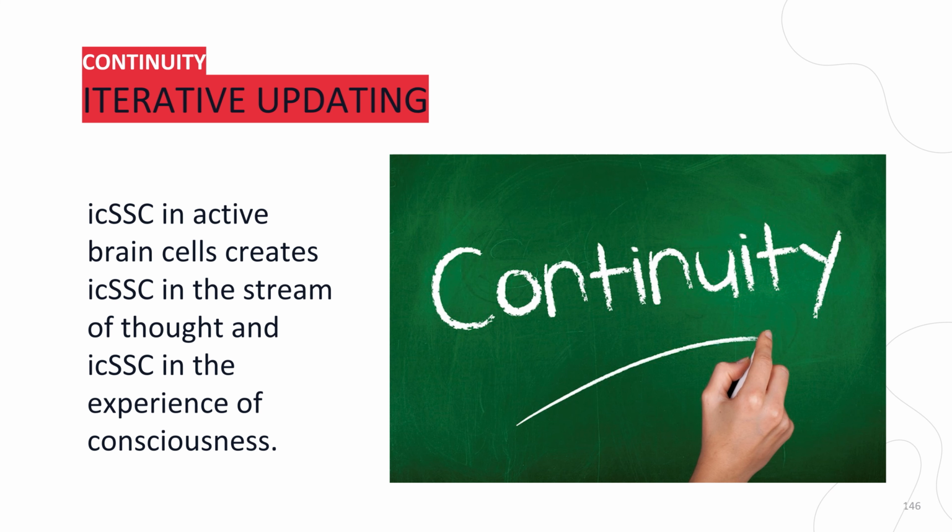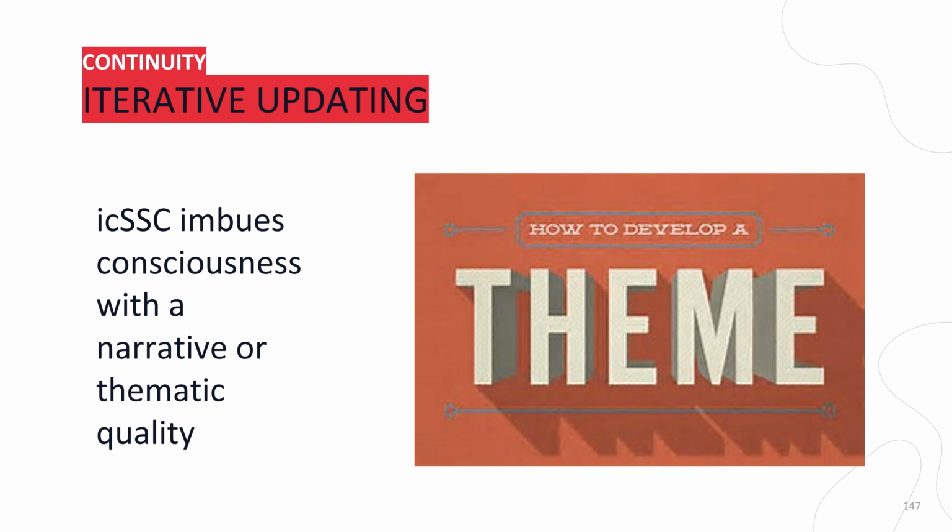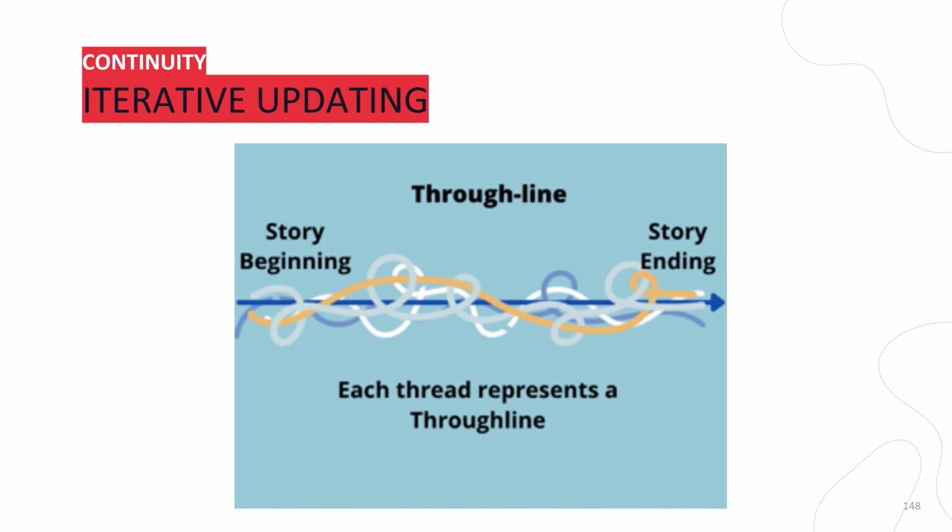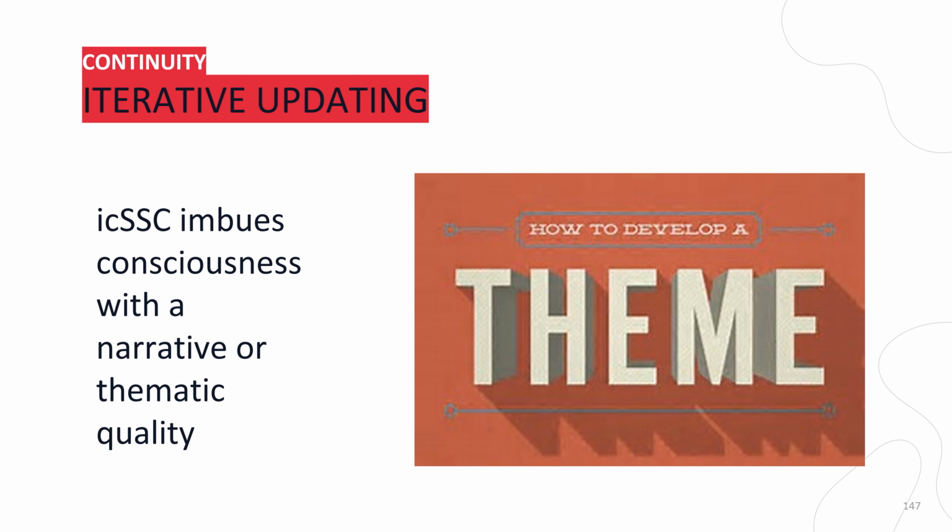So I'm going to argue that ICSSC in active brain cells creates ICSSC in the stream of thought and ICSSC in the experience of consciousness. The content of thought transfigures incrementally from one configuration to another instead of changing all at once. The thematic and narrative quality created by this continuity during internally generated thought may be largely congruent with key facets of mental experience. In other words, ICSSC imbues consciousness with a narrative or thematic quality.